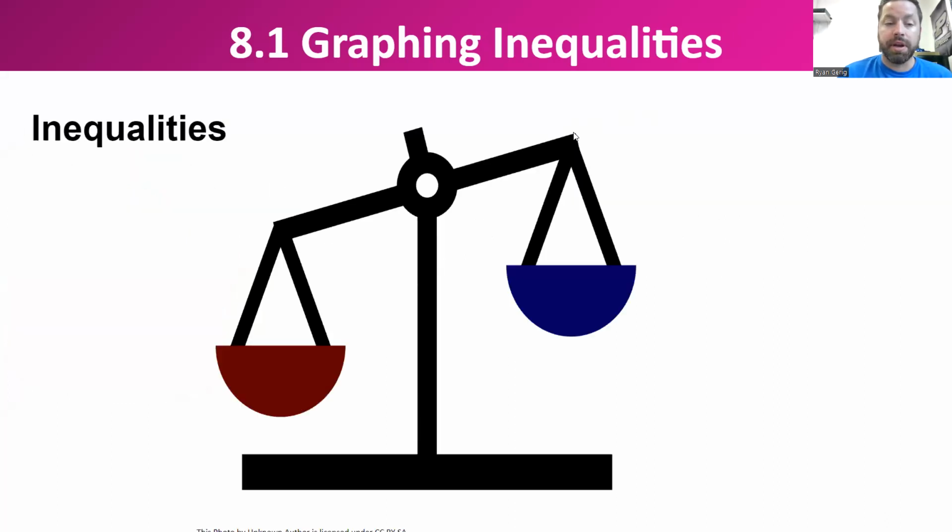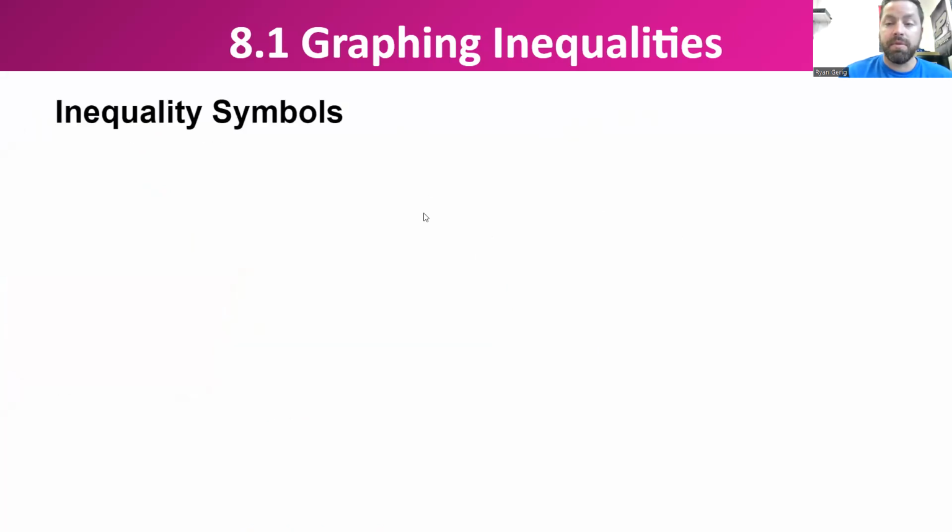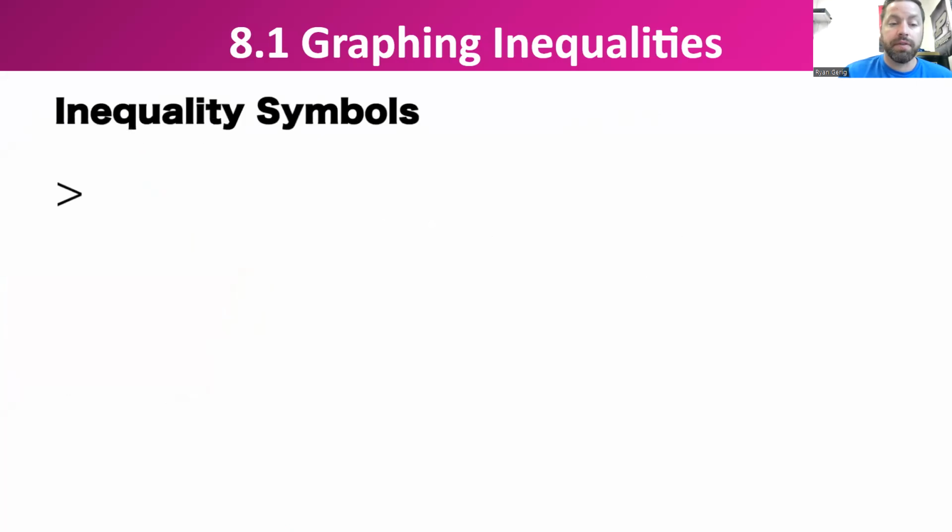Inequalities are when the two sides of what we used to call an equation, or the two sides of the statement, are not equal. Because they're not equal, we can't use an equal sign, so the symbol is going to change. We have 4 different symbols. The first one looks like an alligator, and it stands for greater than. An example is 5 is greater than 2. That's how we would read that.